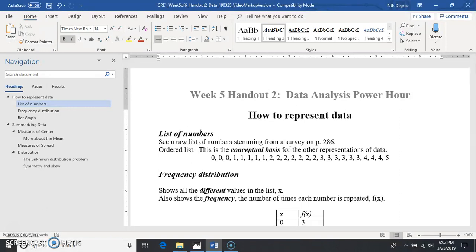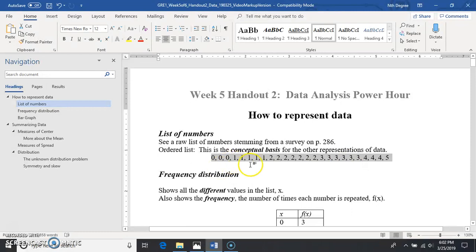These numbers are not very useful to us when they're all scrambled up in random order. They're going to be easier to organize and work with when we put them in order. So the ordered list is the conceptual basis for all other representations of data. And what I've done on your handout here is I've taken the 25 numbers in that list and just ordered them from smallest to largest, and I counted them with repetitions, which is extremely important.